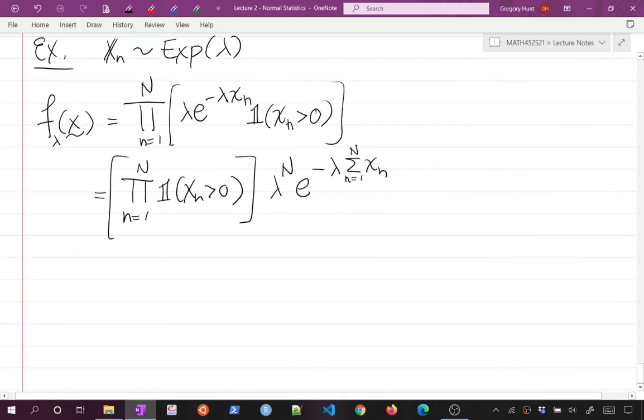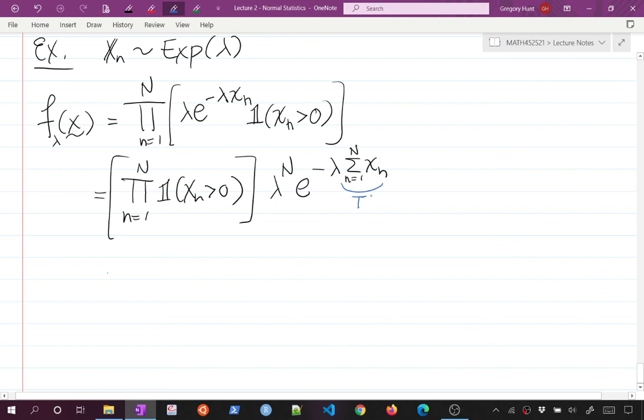And I can play this game again. So I have my product of my indicators out front. I have lambda to the n, and I can write this as e to the negative. Oh no, I don't even need to play any games here. It's already a super nice form. Not surprisingly, the exponential distribution is easy to show as an exponential family.